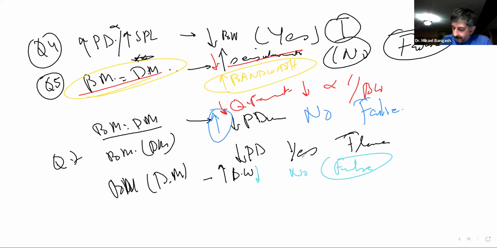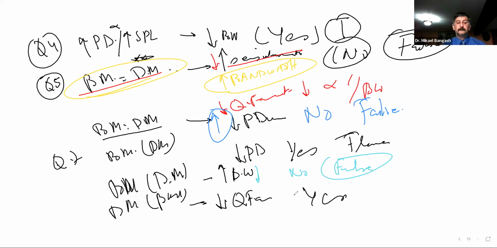Question number 11. Damping material in a transducer decreases the quality factor. Does that lead to a decrease in the quality factor? The answer to this is yes. Transducers with backing material or damping material have a lower quality factor. So that becomes true. Did you guys get that?